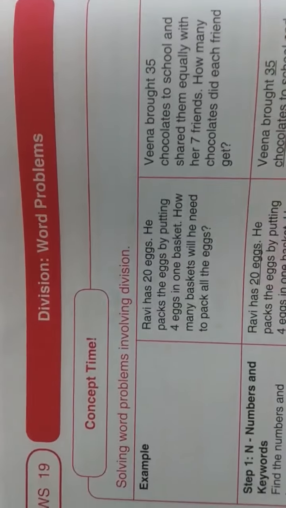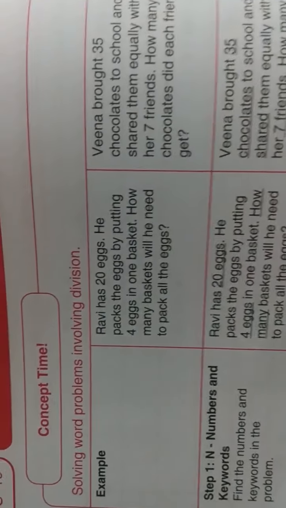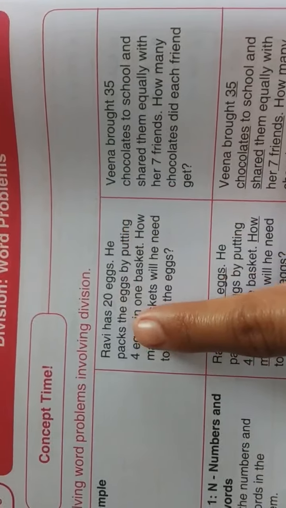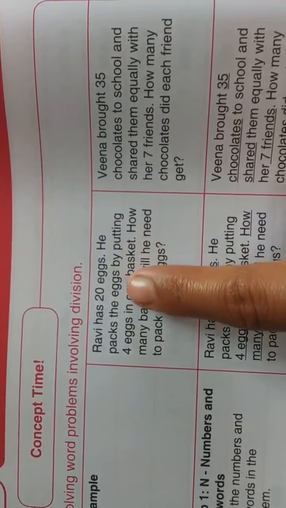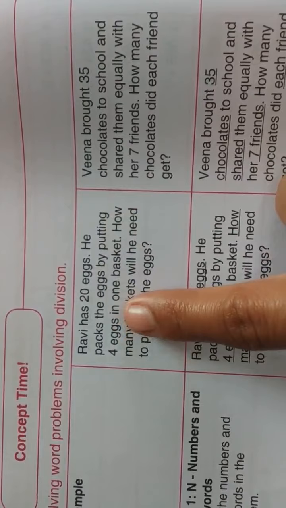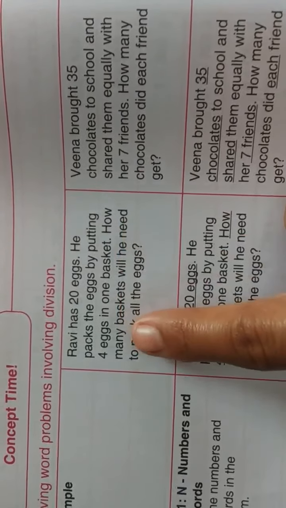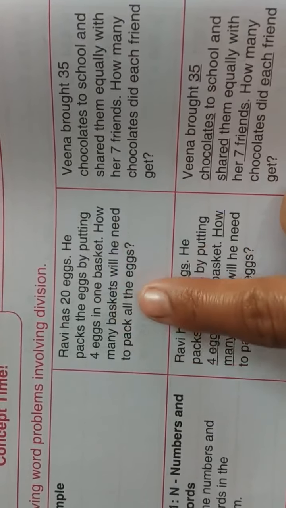Okay students, now we'll start worksheet number 19. Division word problem is there. So in that, Ravi has 20 eggs. He packed the eggs by putting 4 eggs in one basket. How many baskets will he need to pack all the eggs?